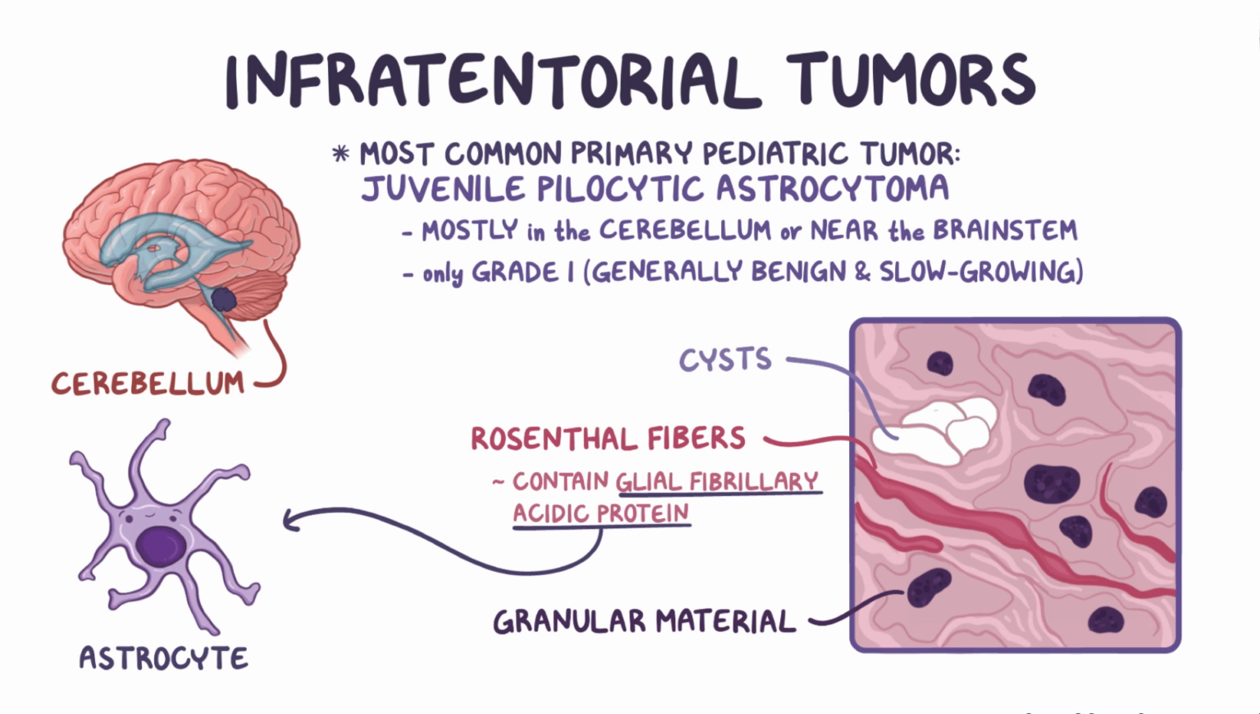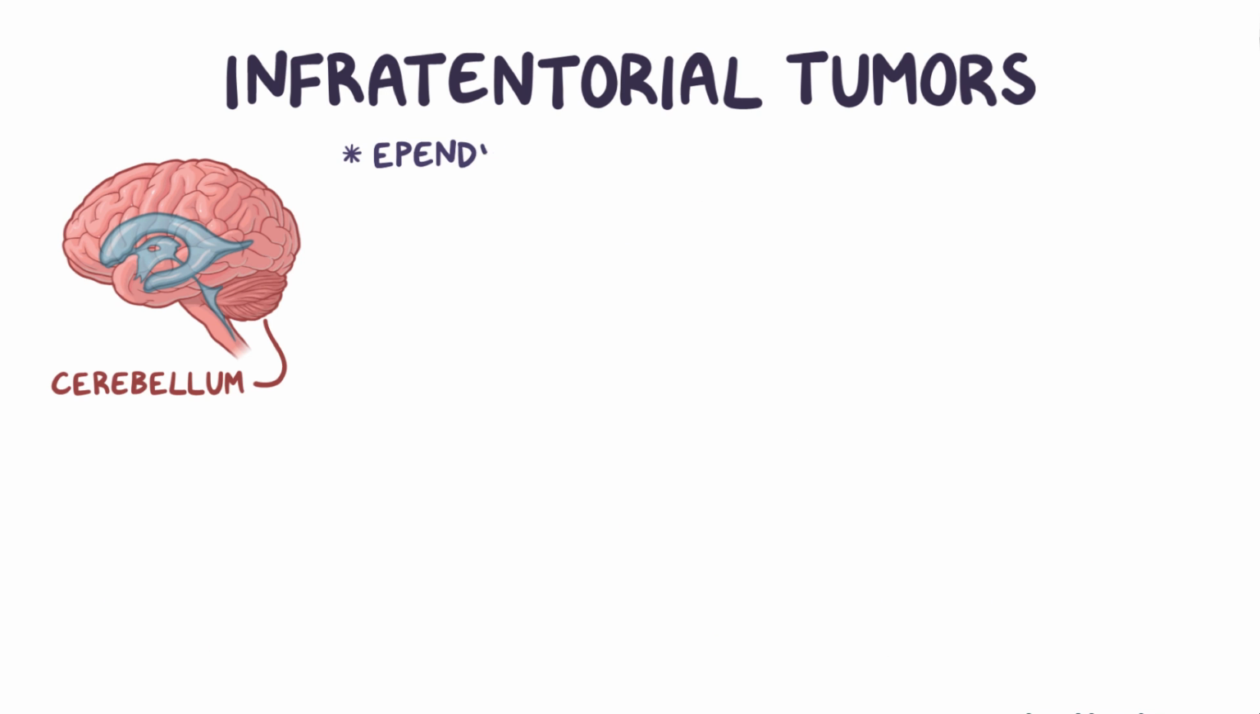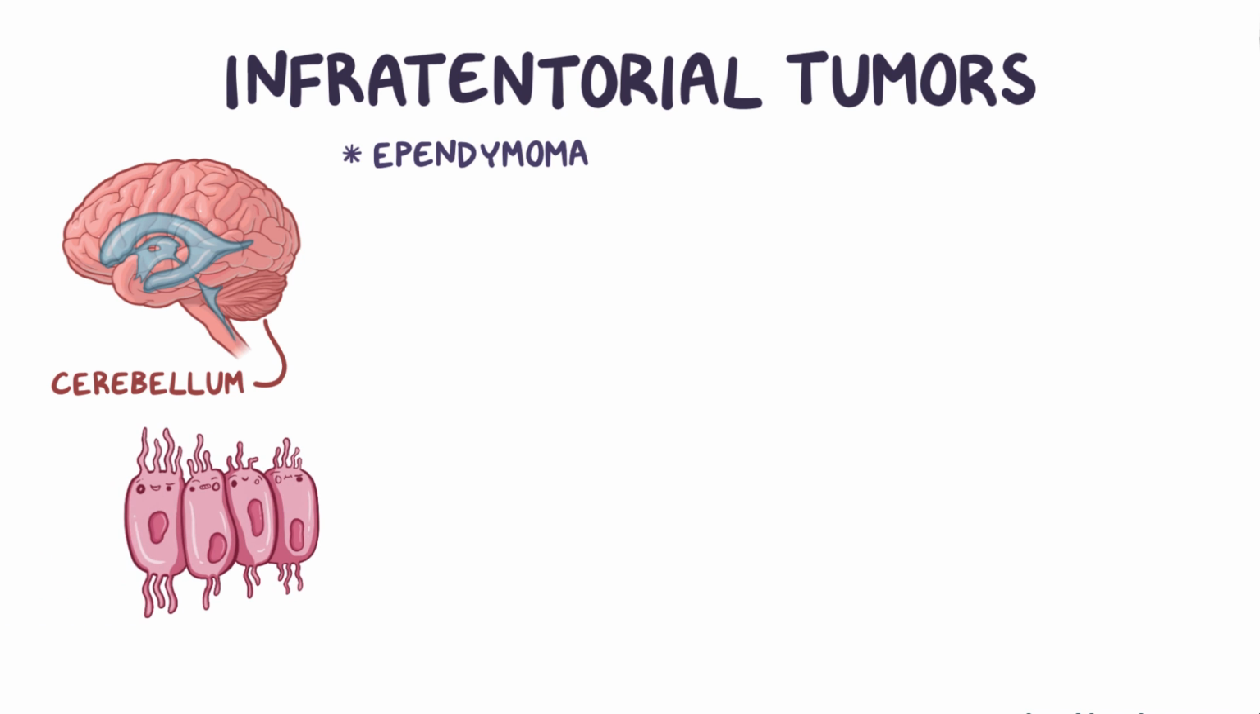Finally, another common infratentorial tumor is an ependymoma. Now again, they can form in the brain and spinal cord because that's where ependymal cells are found. But pediatric ependymomas tend to form in the fourth ventricle. Now, there are a few types of ependymomas, and they're WHO graded 1 through 3.